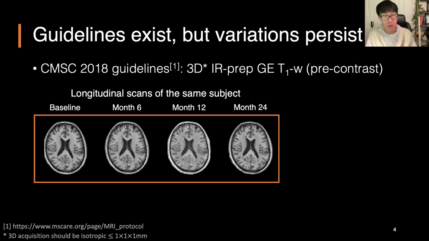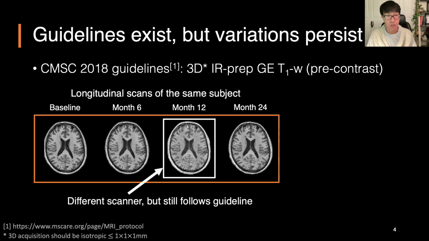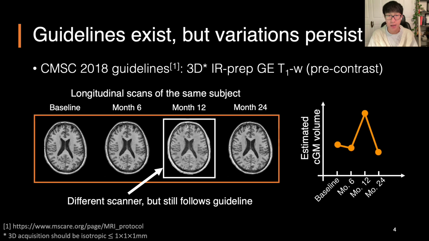Like in this example, we are showing longitudinal scans of the same subject from baseline all the way to month 24. And in month 12, this subject went to a different scanner, but this acquisition still follows the CMSC guideline. But if we run these longitudinal scans through some automatic algorithms to extract the estimated cortical gray matter volume, we see this big jump in terms of volume versus the acquisition time. And this big jump is likely because of the inconsistent acquisition.